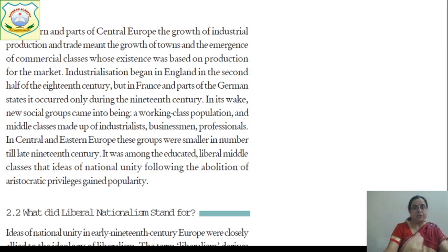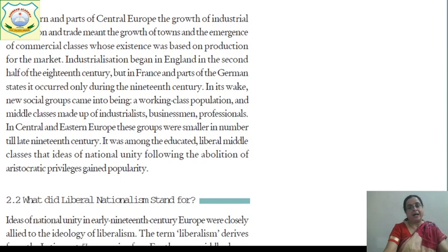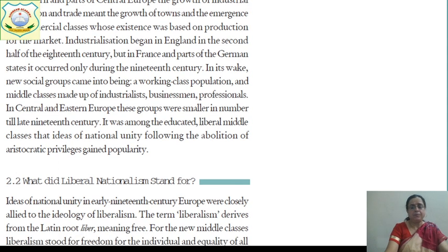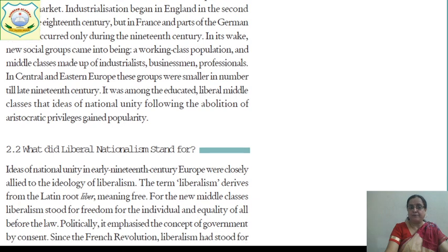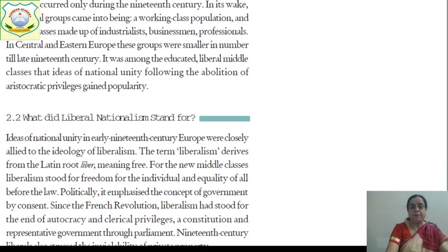And it was among the educated liberal middle classes that ideas of national unity, following the abolition of aristocratic privileges, gained popularity. They were raising the point that no one should be privileged by birth, because he or she has been born in the aristocratic class. They should not be given any privileges; rather, it should be based on merit.